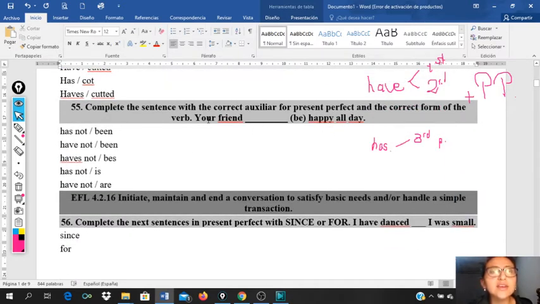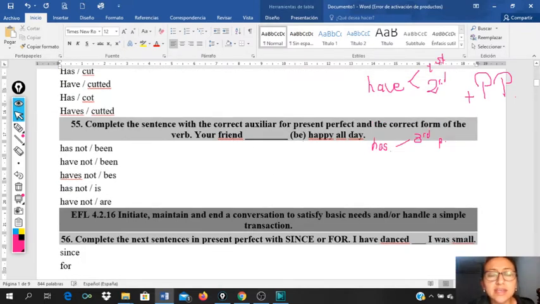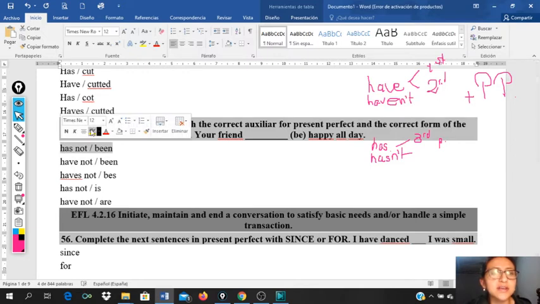Okay. The next. Your friend be happy all day. Okay. In this case, we are going to use the negative form. Your friend in negative. Remember the negative of have, haven't, el haven't. Y el has, the negative, hasn't. Very good, hasn't. So, my friend hasn't been. Very good. Mi amigo no ha estado feliz todo el día.